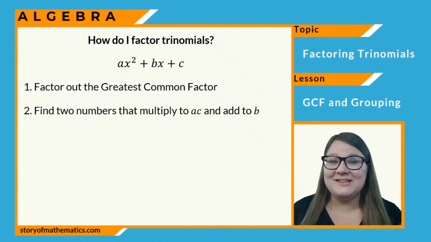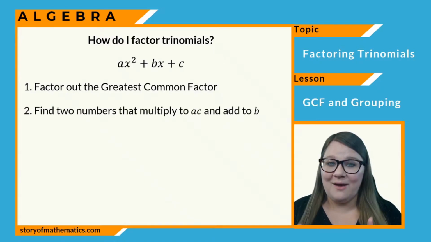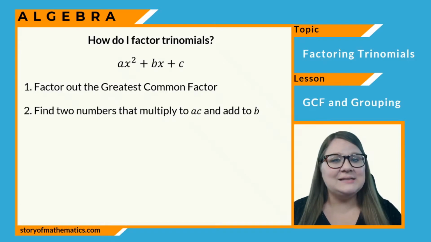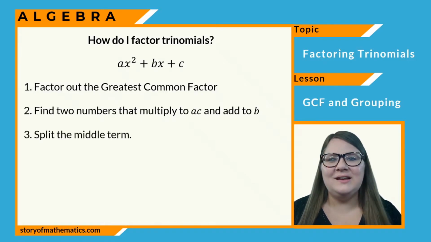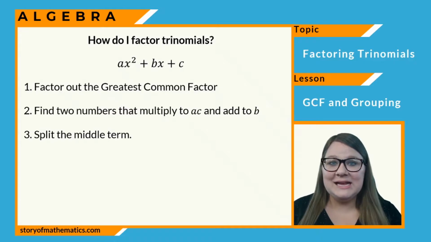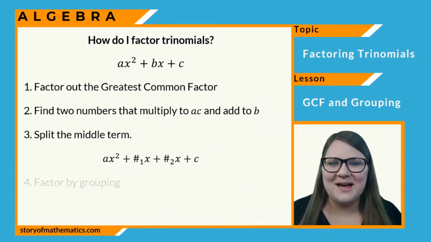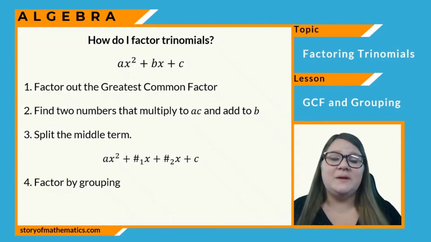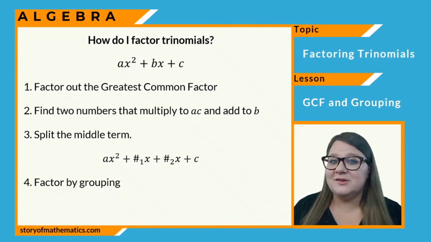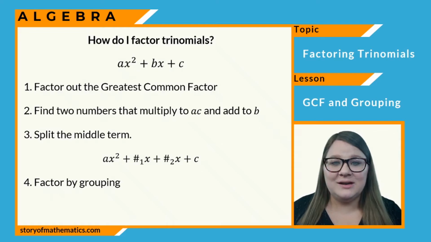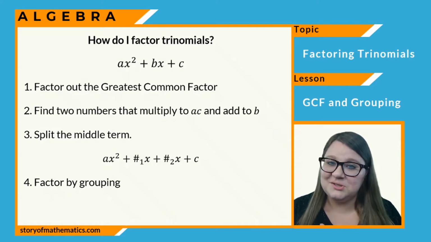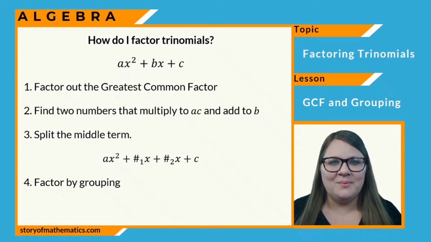Then you are going to find two numbers that multiply to what a times c is equal to and add to b. Then you're going to split the middle term into those two numbers. After that, you're going to be able to factor it by grouping, which is really just pulling the greatest common factor out of the first two terms and the greatest common factor out of the last two terms. Let's look at this problem here.